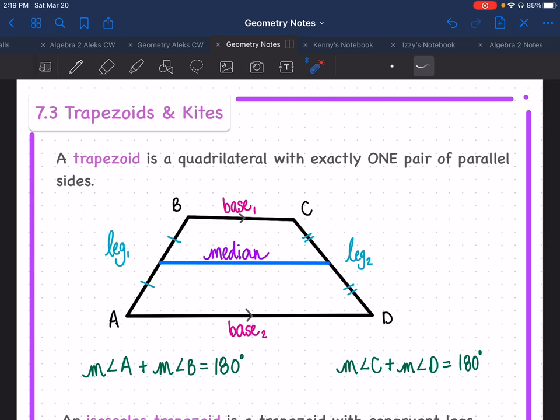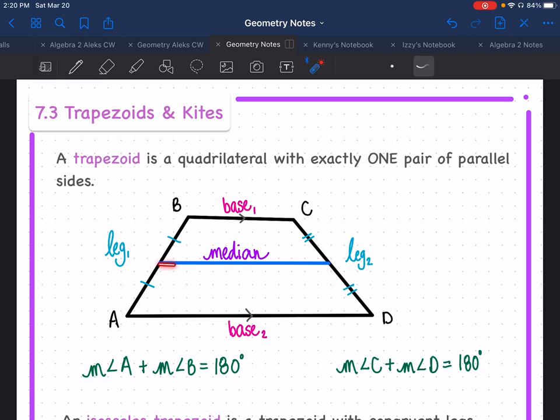parts. So the two sides of my trapezoid that are parallel, the top and the bottom in this case, are called my bases. I call them base 1 and base 2, just so that when I say, look at the base, we're all going to look at the same base, okay? The two sides that are not parallel, the two slanted ones, are called the legs. And once again, I just called them leg 1 and leg 2.